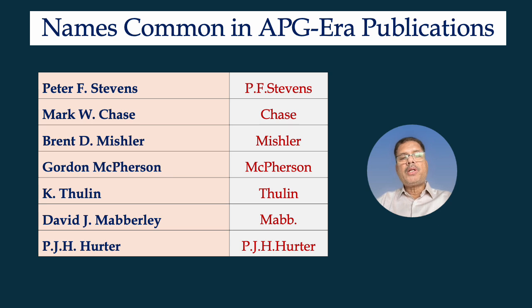Another important contributor is K. Töllin, cited as Töllin, whose work has enriched our understanding of several plant groups. Similarly, David J. Mabberley, commonly abbreviated as Mabb., has made significant strides in botanical literature and taxonomy. The list also includes P.J.H. Hörter, cited as P.J.H. Hörter, whose contributions add further depth to the collaborative effort that defined the APG framework. Together, these scholars represent the scientific foundation upon which modern angiosperm classification continues to grow.